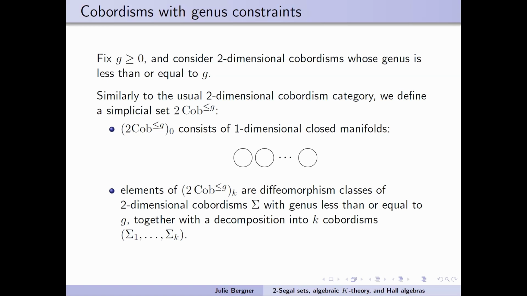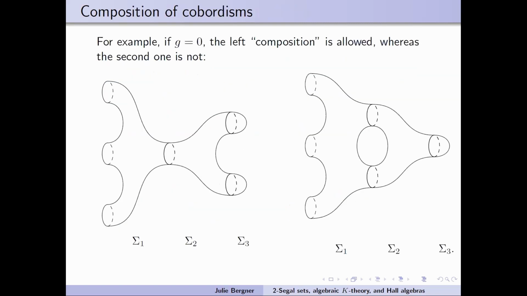And then in dimension 1, we're going to want cobordisms, or diffeomorphism classes of cobordisms, between those one-dimensional manifolds. And when we go to higher dimensions, I'm going to think of a cobordism together with some decomposition into cobordisms that are glued together. But some of these compositions are going to be allowable and some are not.